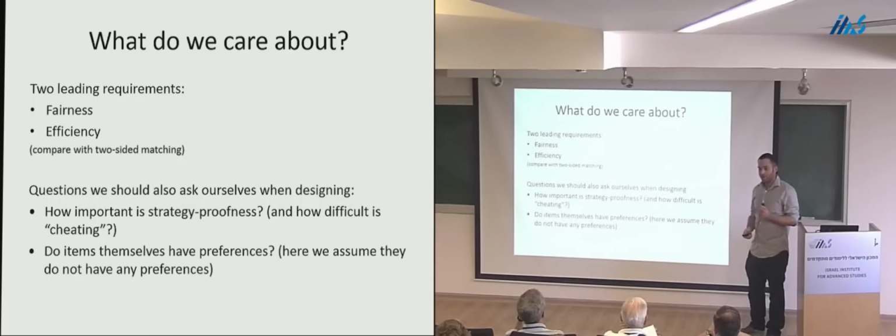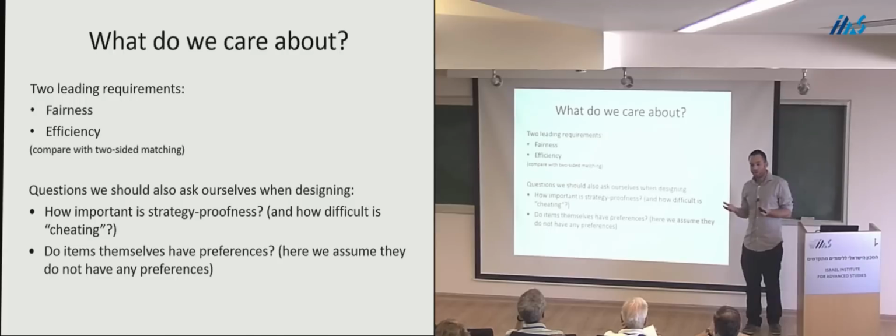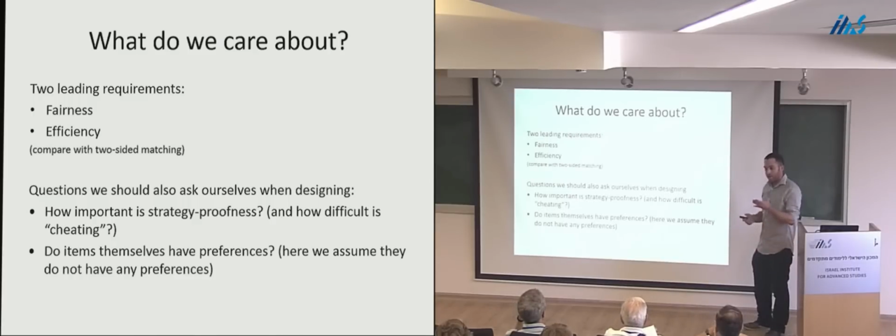There are other questions that people won't tell you, but you need to think about. First is strategy proofness. We want our mechanism to make it safe for students, for doctors, interns, whatever, to report their true preferences. If they need to cheat and manipulate, it becomes harder for them. And also, it becomes hard for us to study the results of this mechanism. A mechanism can be non-strategy proof, but very difficult to cheat, okay?